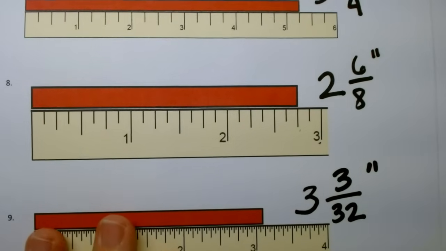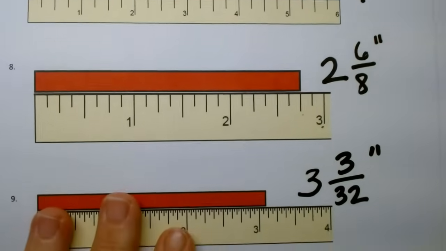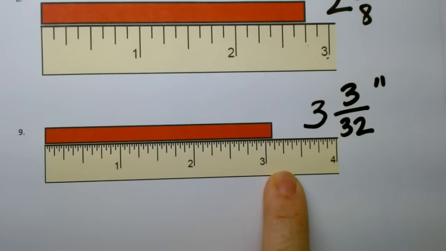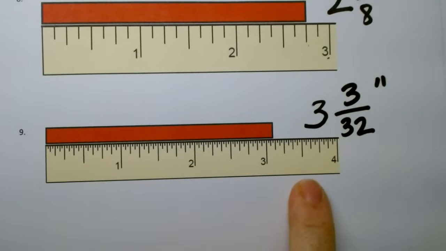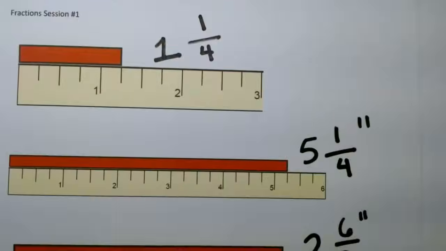You learned how to read a ruler. You'd be surprised how many grown-ups can't read rulers. Do you see how they're fractions? They're exactly the same as what we were doing before.